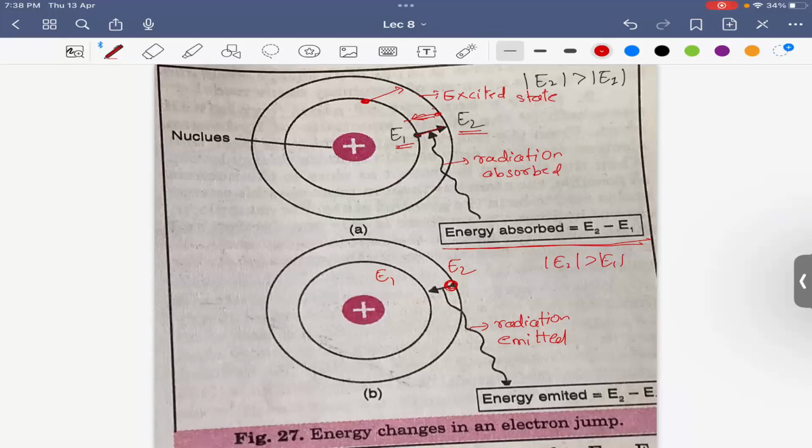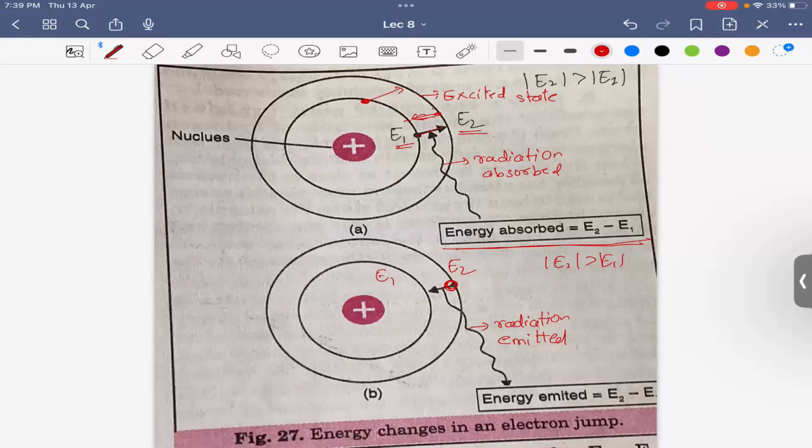So when an electron absorbs energy equal to E2 minus E1, it jumps to a higher energy level. And when the electron jumps back to a lower energy level, it radiates the same amount of energy. This amount of energy emitted or absorbed is given by the difference of energy between these two energy levels, E2 minus E1, where E1 and E2 are the energy levels of those particular orbits. This means that the emission and absorption of energy occurs only in discrete values, equal to the difference in two energy levels.